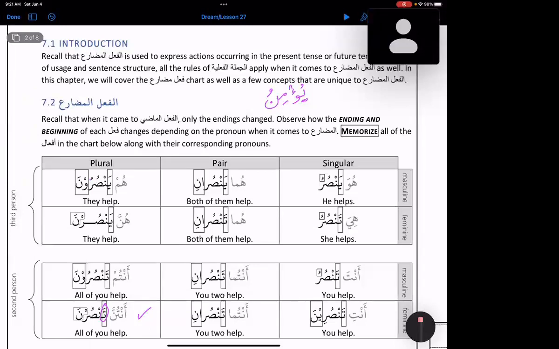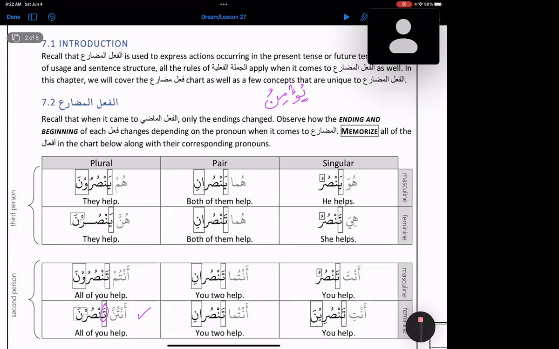Huma yazhabani. Hum yazhabuna. Hiya tazhabu. Huma tazhabani. Hunna yazhabna, very good. What does yazhabna mean? Zahaba means he went. They, all these ladies, they will go. They ladies went, they will go. Okay, perfect.